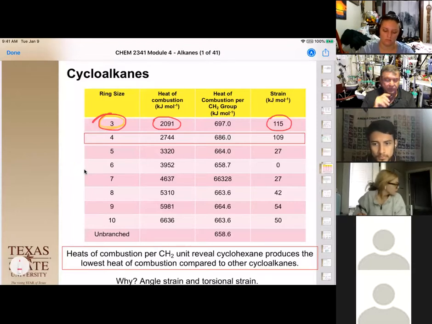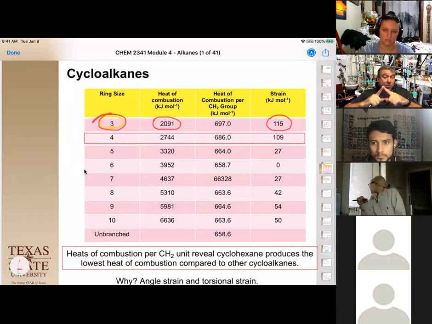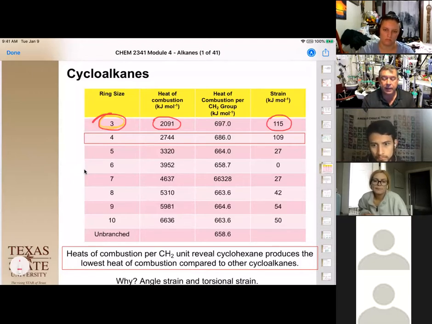Okay, so think about it, a 3-membered ring, these are 90-degree angles. It wants to be 109.5. So that deviation from 109.5 is what is called ring strain, and we can actually measure it in the combustion. If we go to cyclobutane, these are 90-degree angles, and so we can see that it actually combusts at 109 kilojoules per mole more than it should have, meaning it was less stable, and that instability is what we call ring strain.